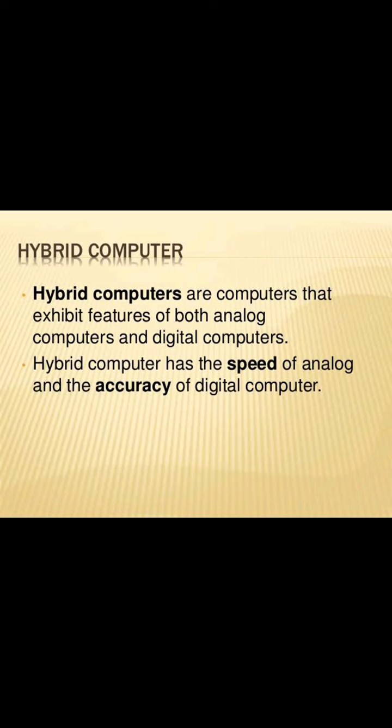Okay. Next one, hybrid computer. Hybrid computers are computers that exhibit features of both analog computers and digital computers. A hybrid computer has the speed of an analog computer and the accuracy of a digital computer. Both combined give us one computer, the hybrid computer. We already know the analog computer is very fast, and the digital computer is accurate. Both combined, we get the hybrid computer. I hope that everyone understood that.